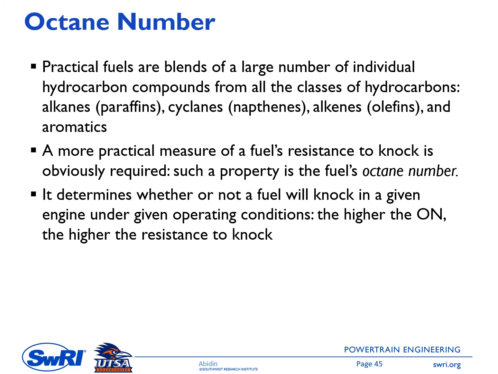Octane number. Practical fuels are blends of a large number of individual hydrocarbon compounds from all the classes of hydrocarbons. So we have paraffins or alkanes, then cyclanes or naphthenes, then alkenes or olefins, and aromatics. And this octane number is a parameter that is used to measure the fuel's resistance to knock. It determines whether or not a fuel will knock in a given engine under a given operating condition. So the higher the octane number, the higher the resistance to knock.